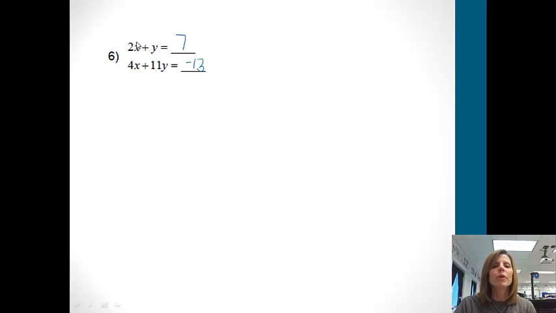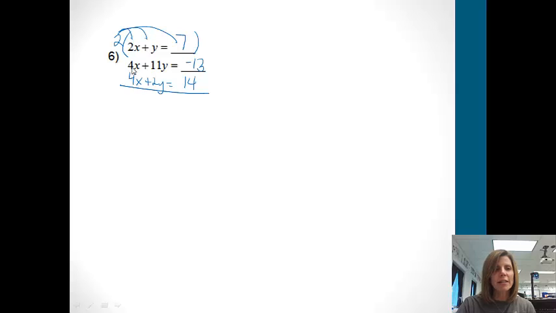But I'm going to first of all try to eliminate the x's. So I notice that 2 will go into 4. So I would like both of these to say 4x. So if I multiply the top equation by 2, I can make that say 4x. So I'm going to multiply all three parts by the 2. So I'm going to get 4x plus 2y is equal to 14.